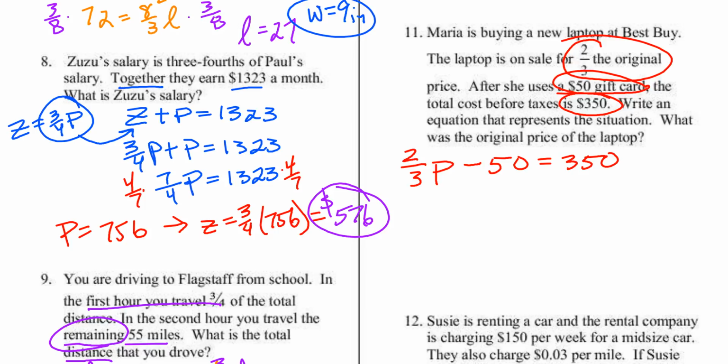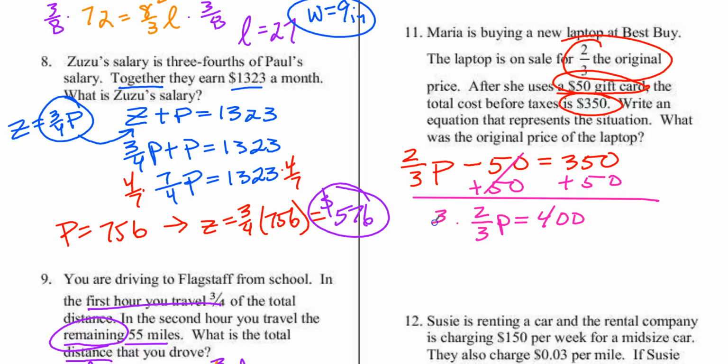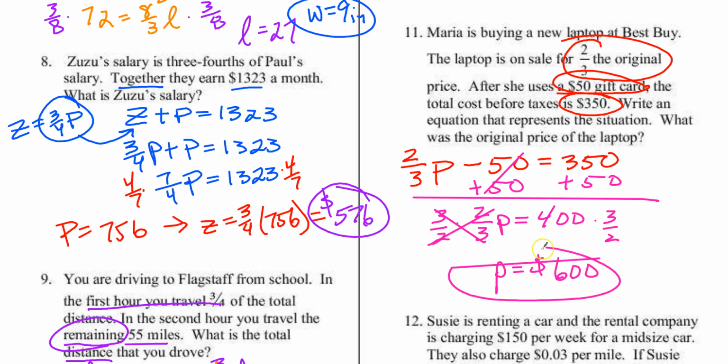So if we solve that equation, add the 50 to both sides. So 2/3 P is equal to 400, multiplied by the reciprocal. So P is equal to $600. That was the original price of the laptop.